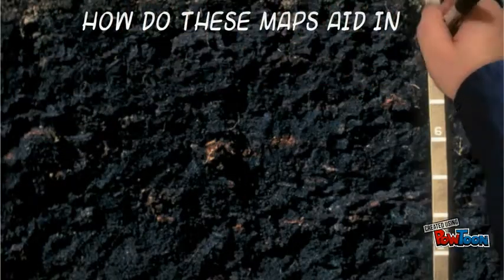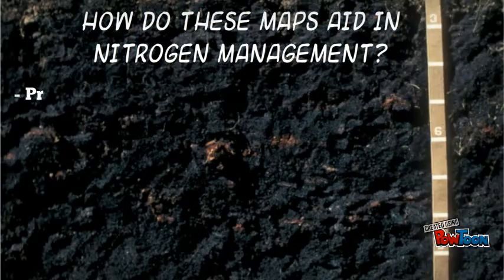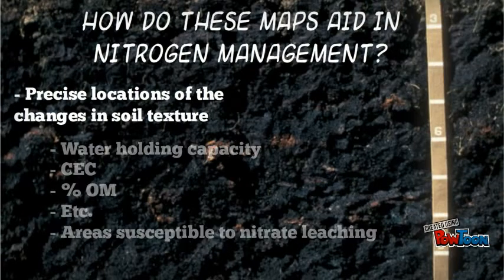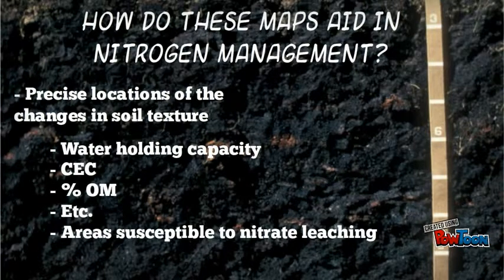How does soil EC aid in nitrogen management? Precise locations of soil texture change can be identified, which helps determine areas with high or low water holding capacity, CEC, percent organic matter, or other soil properties, while also helping to identify areas prone to leaching. Knowing this can help you create management zones.